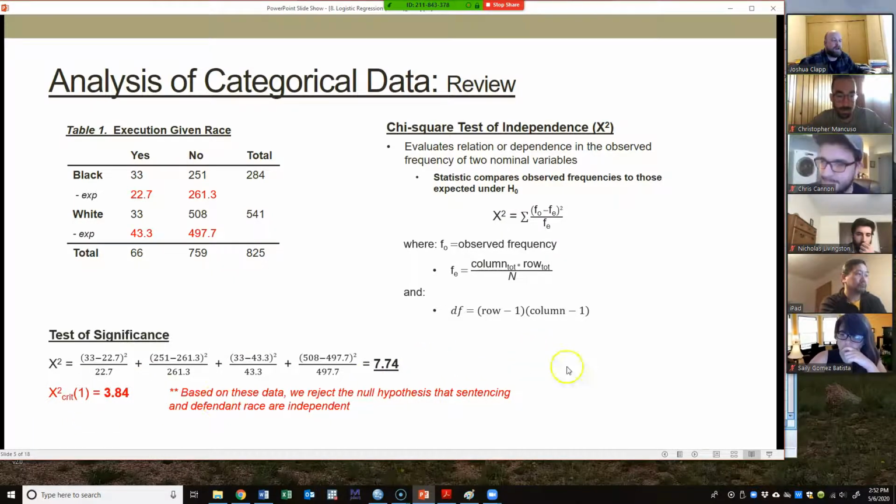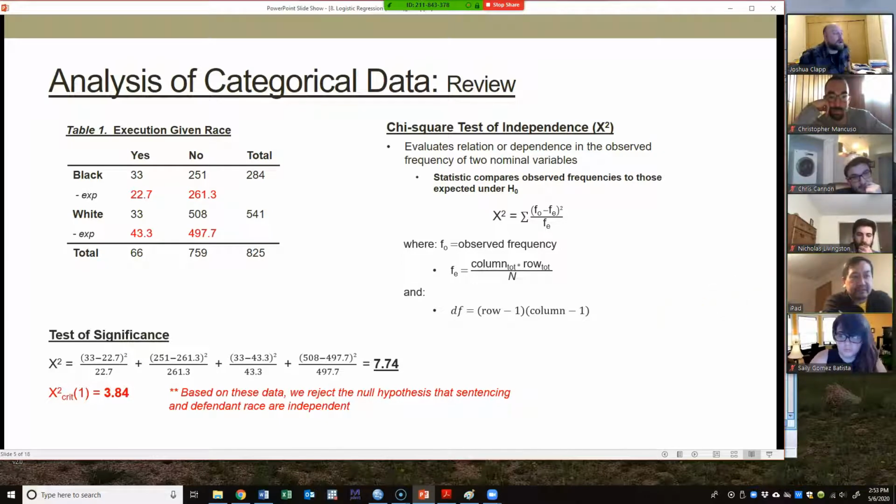Now for degrees of freedom: we've got 2 rows, minus 1 is 1, and 2 columns, minus 1 is 1. So degrees of freedom equals 1. Our critical value for 1 degree of freedom for our chi-square is 3.84. And so, Sean, what is this test telling us? It's summing the difference between the observed and the expected.